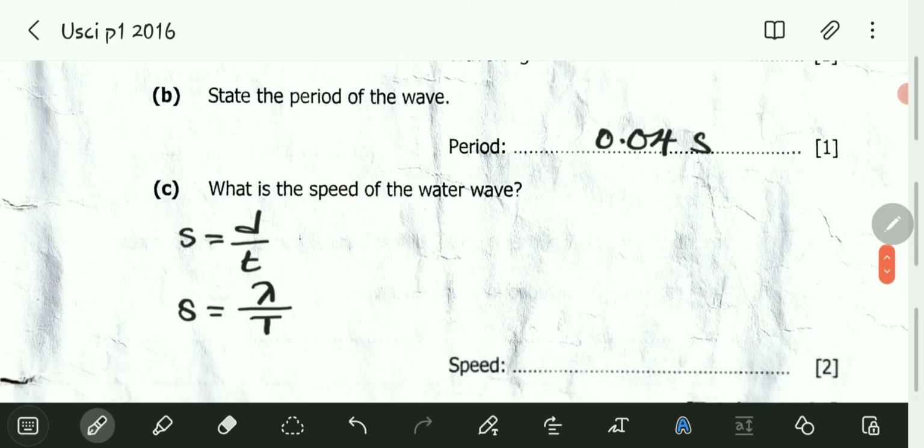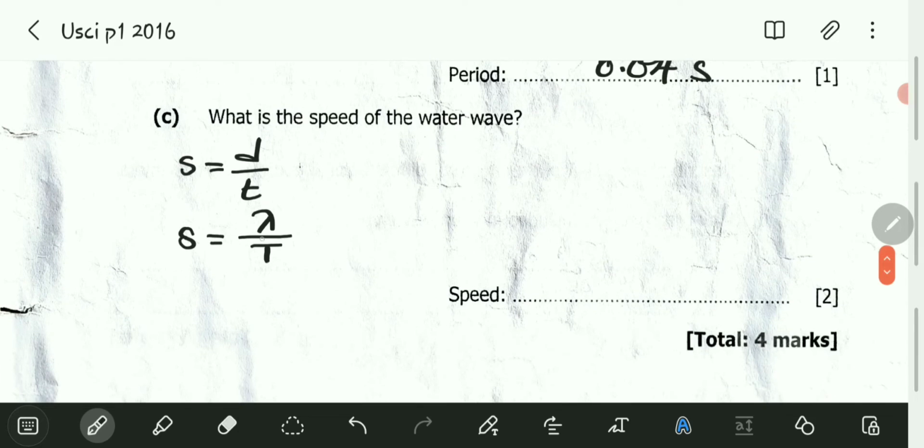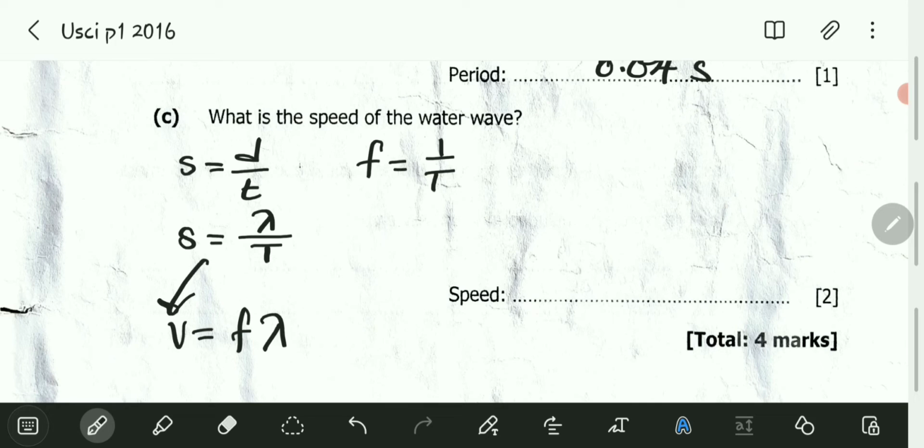I know this may seem to be confusing. However, if you look at this critically, you find that frequency is equal to 1 over period. And the wave equation is V is equal to frequency times wavelength. Now, what is our frequency? Our frequency is 1 over T. So this conforms to that.